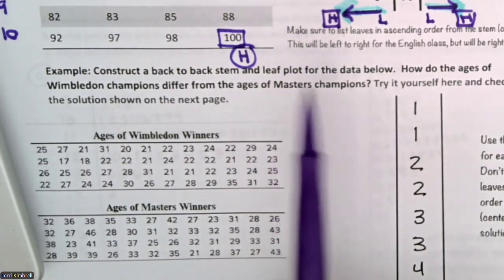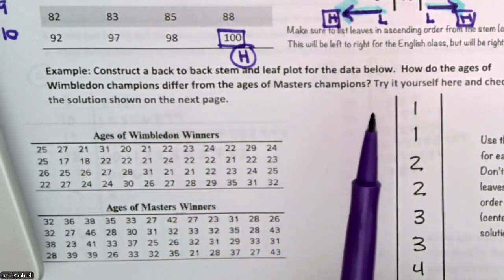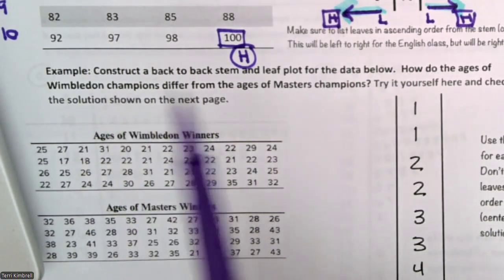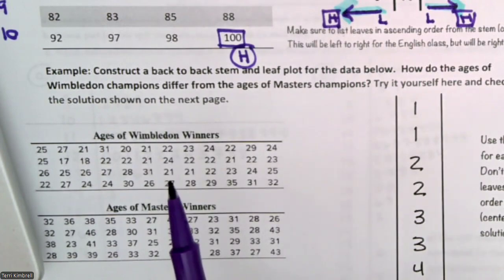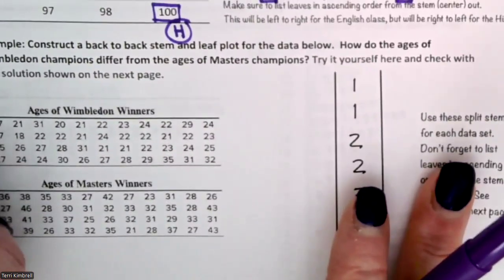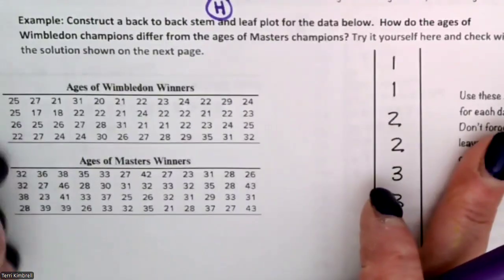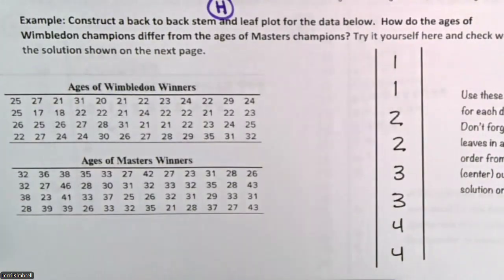So you have the different winners with their ages, the Masters versus the Wimbledon. So try it yourself, okay? I'm going to put the solution up here to see how you've done. But please try to see if you're good with typing it in the calculator or working at it by hand, marking these off, okay? So I'm going to get you started, and then I'm going to let you try this problem, okay?